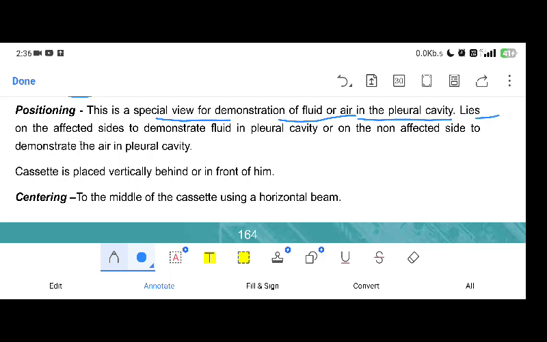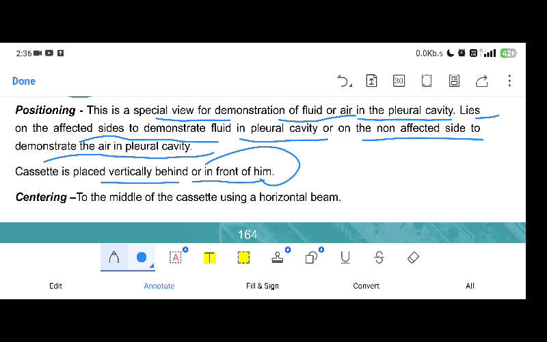The patient lies on the affected side to demonstrate fluid in the pleural cavity, and on the non-affected side to demonstrate air in the pleural cavity. The cassette is placed vertically behind or in front of the patient, and centering is to the middle of the cassette using a horizontal beam.